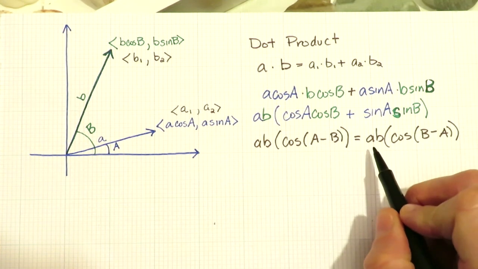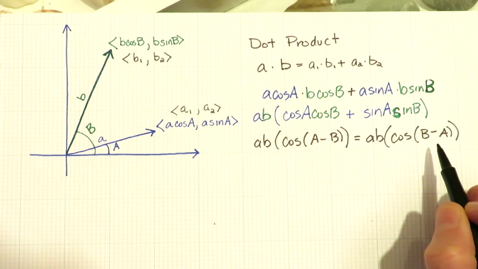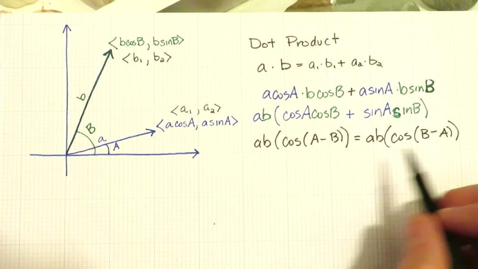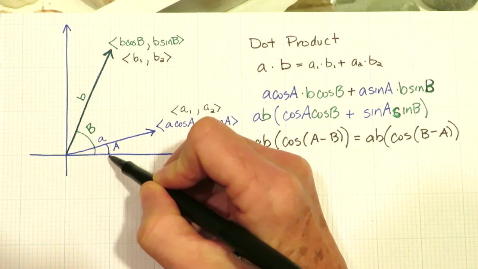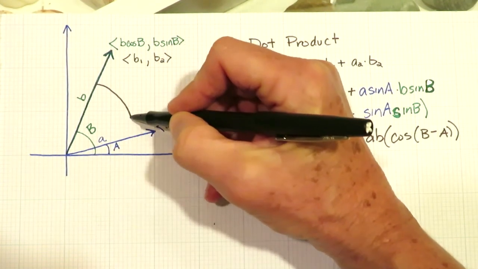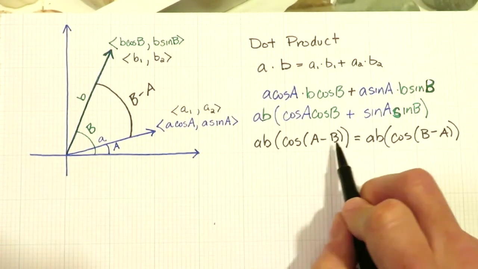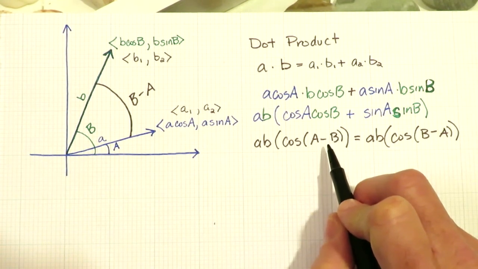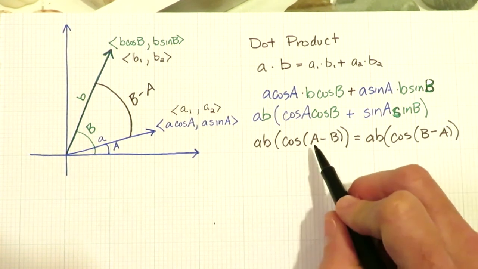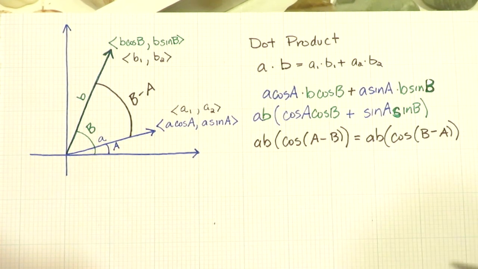So notice we have the product of the lengths times cosine of the angle in between the two vectors. If I take vector B and I subtract vector A, I'm going to be left with this angle here. This is angle B minus A. Again, the way I had it originally written, we have A minus B, which will just be the opposite number of B minus A, but cosine of it will be the same. So that is another important way to look at the dot product.